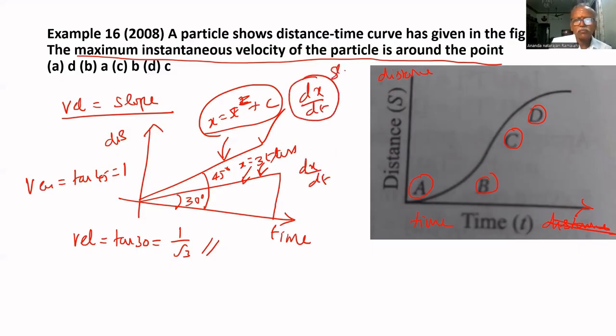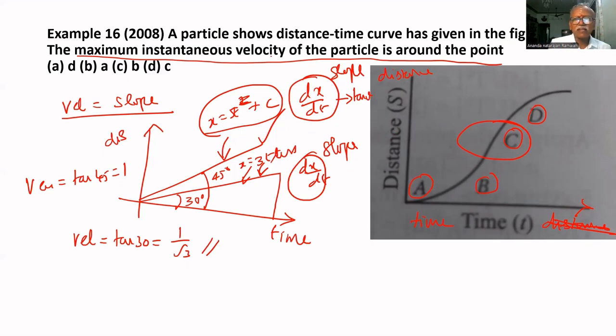This also gives slope. What is slope? Slope is the angle made by the tangent at any point with the x-axis. In other words, slope is tan theta. If the angle is more, slope is more, velocity is more. So where the angle is more, at C the angle is more. Therefore, around C velocity is maximum.